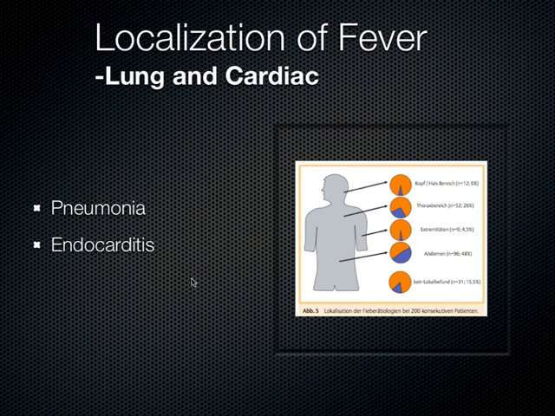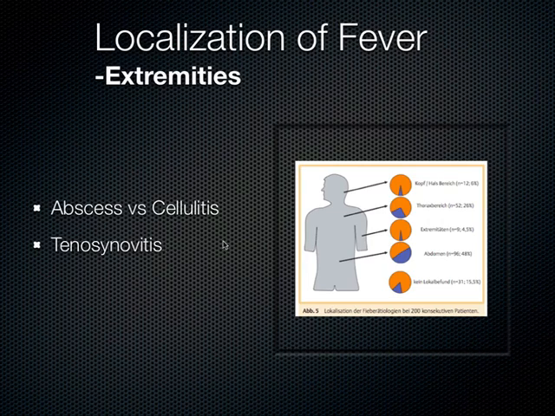Moving on to the lung and the cardiac regions, we talked about the hepatitization that we can see with a consolidation or pneumonia, and also with endocarditis, you saw one very poor example of a vegetation seen on the mitral valve with endocarditis. We can also see infections causing fever in the extremities, all over the extremities, from the joint spaces to the soft tissue, and also in the tendon sheaths as well.